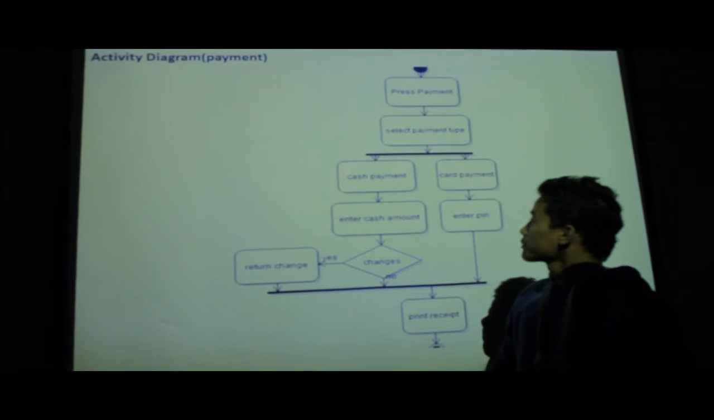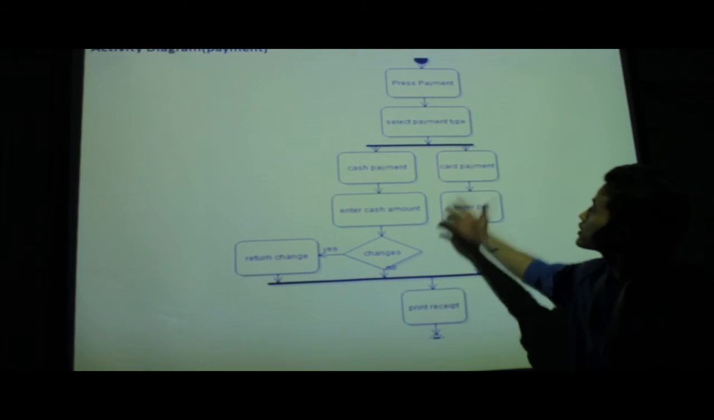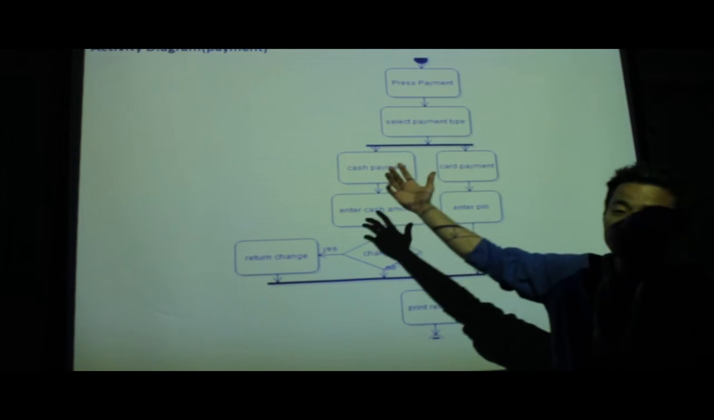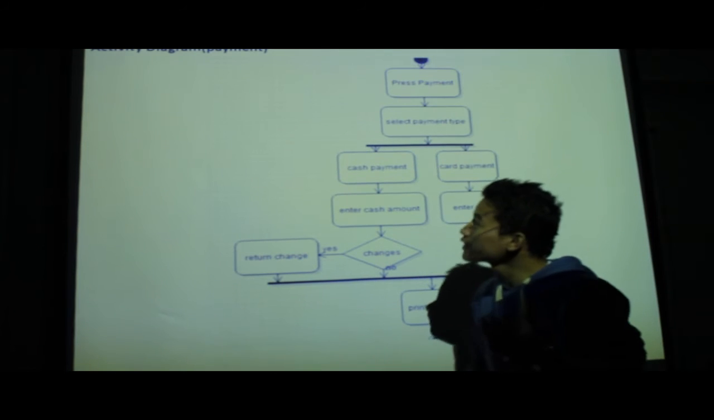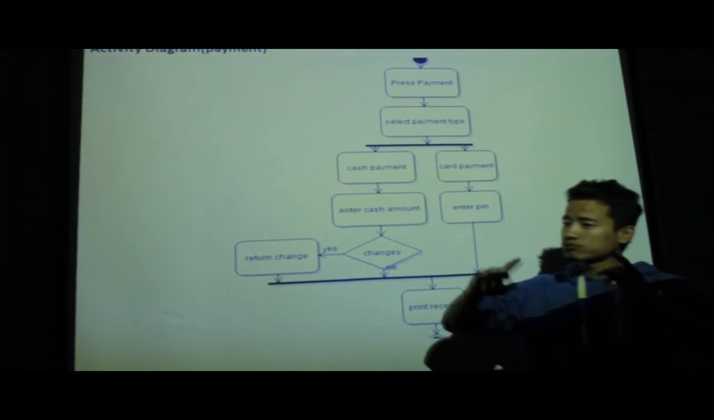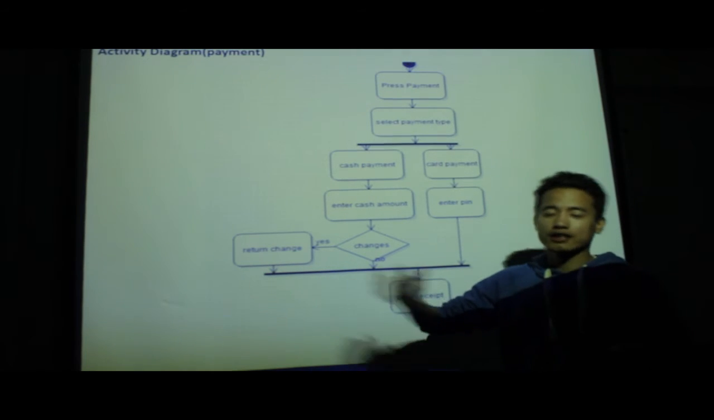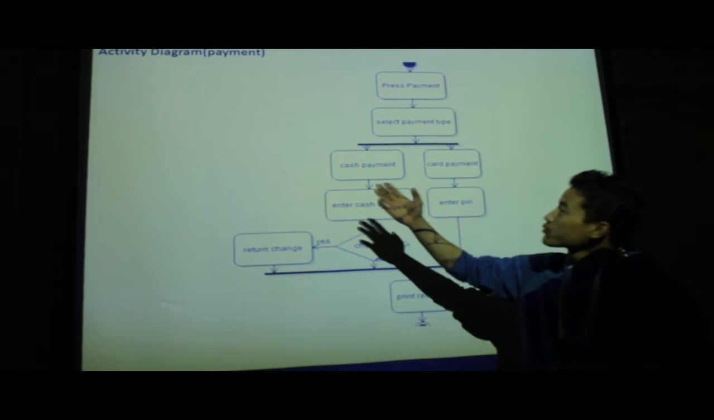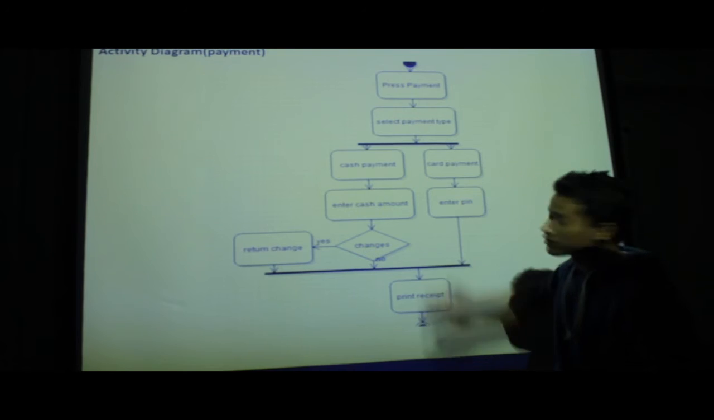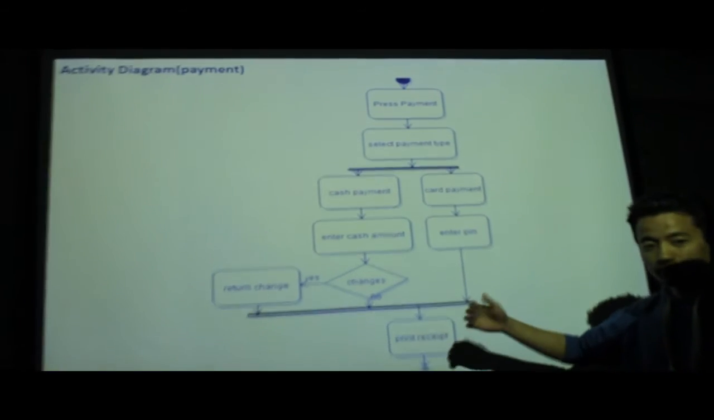Again, I'm going to explain about the activity diagram. This activity diagram is about the payment process. So basically, I have divided the activity diagram into two parts. One is the payment process, and the other one is for taking orders. So the first one is the payment process. This is the activity diagram that is shown on the screen.